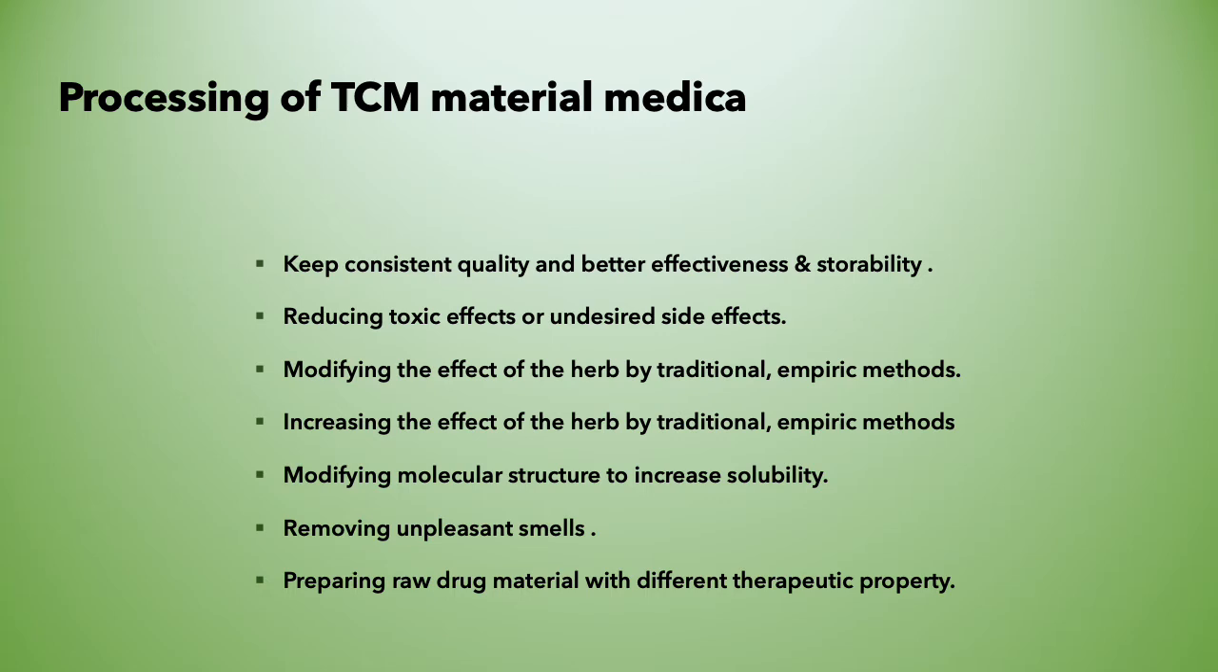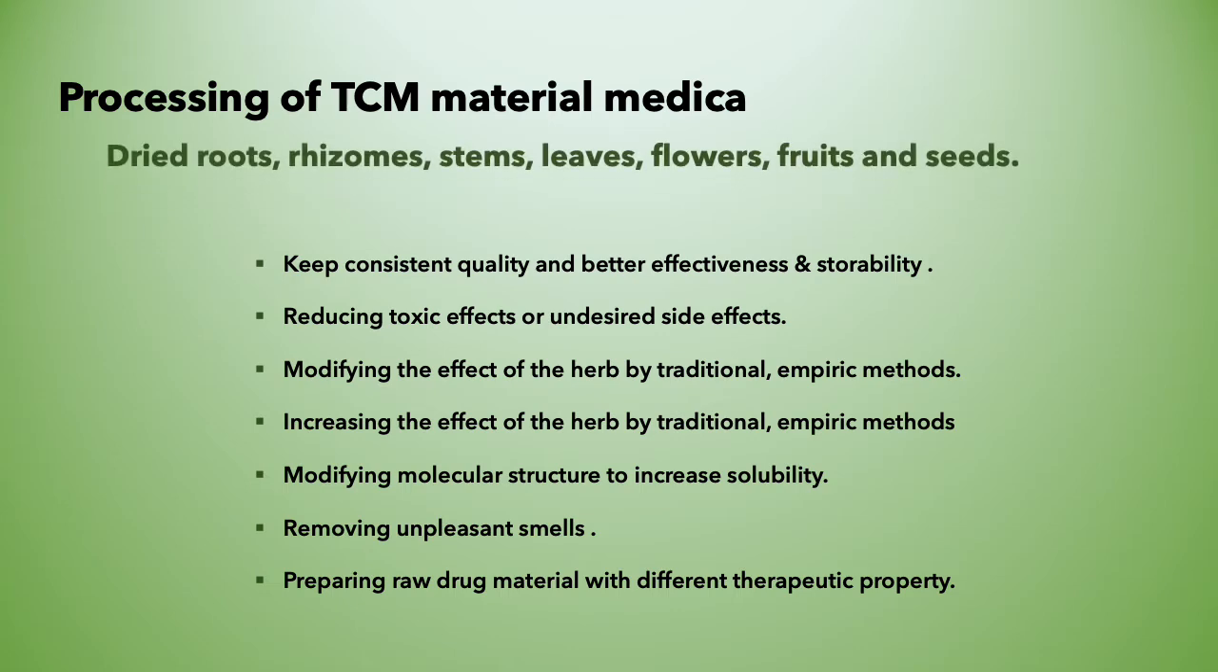But all these processing has the following functions: to keep constant quality and better effectivity and storability, to reduce toxicity or undesired side effects, modify the effect of the herbal by traditional empiric method, increase the effect of the herbal by traditional empiric method, modify the molecular structure to increase solubilities, remove unpleasant smell, and prepare raw material with different therapeutic properties. So these all belong to the processing of the Chinese herbal materia medica.